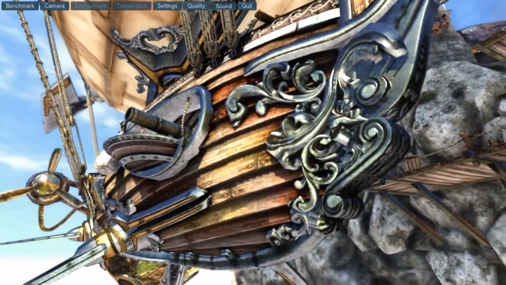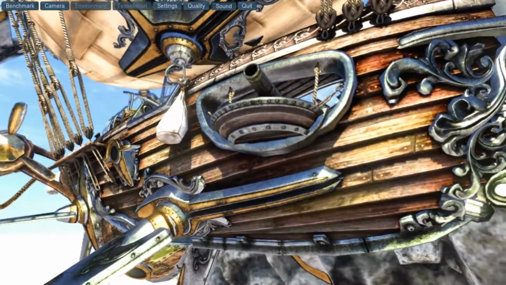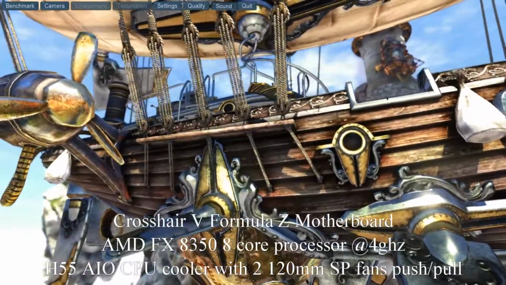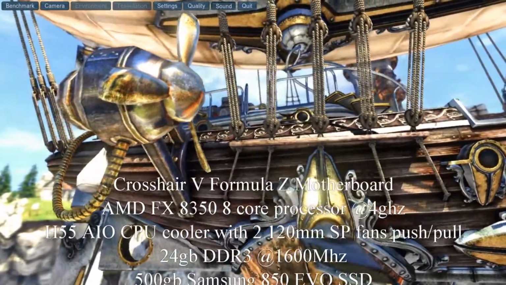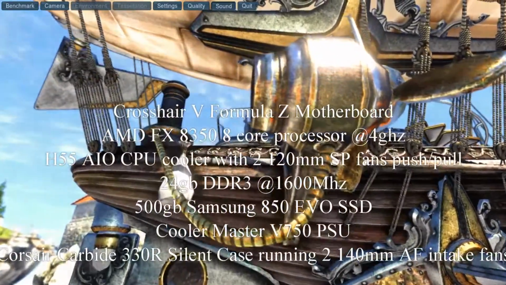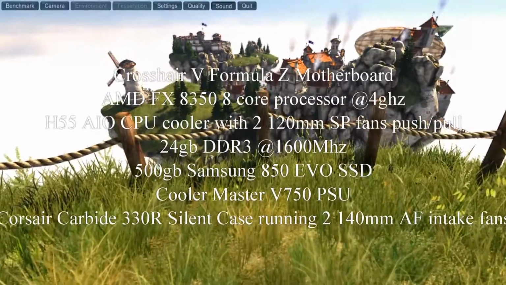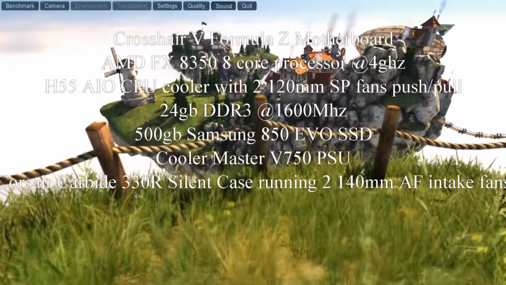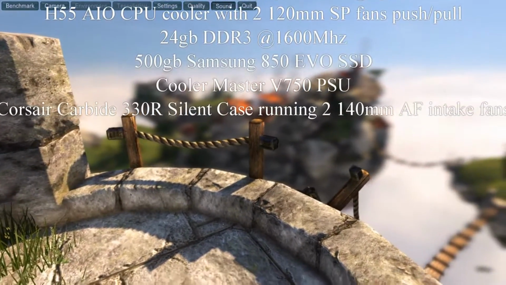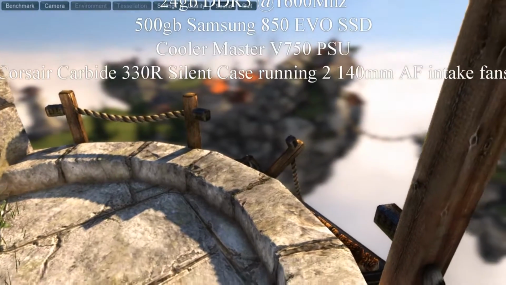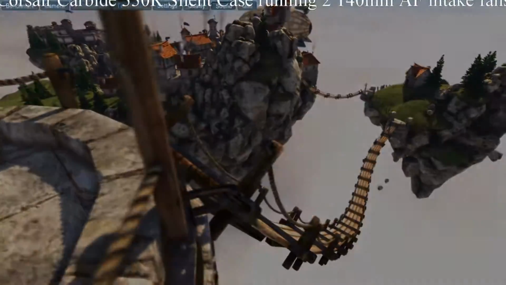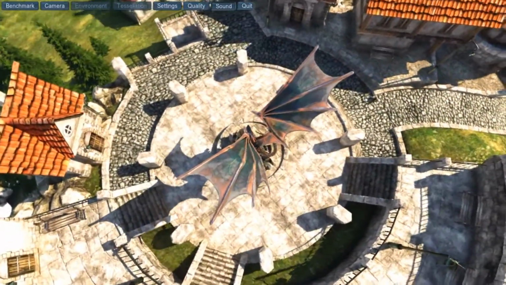All right, so how we're going to get this started is I'll tell you about my current build. My current build has a Crosshair V Formula Z motherboard, AMD FX 8350 8-core processor running at 4 gigahertz, an H55 all-in-one CPU cooler with two 120mm static pressure fans running push-pull, 24 gigabytes of DDR3 RAM at 1600 megahertz, a 500 gigabyte Samsung 850 EVO SSD, and a Cooler Master V750 PSU inside my Corsair Carbide 330R silent case running two 140mm airflow intake fans.